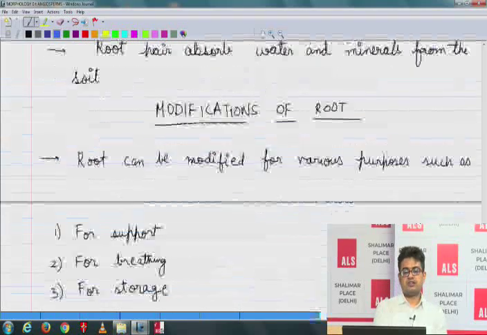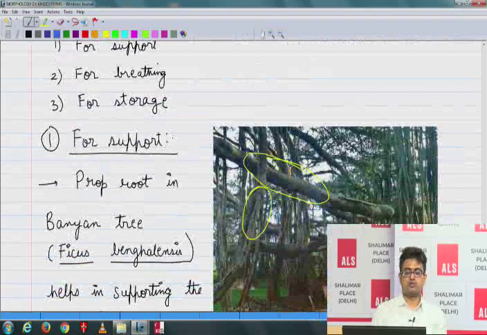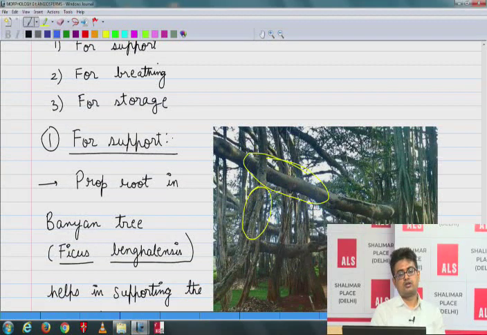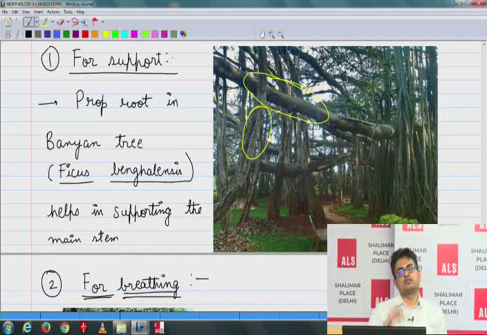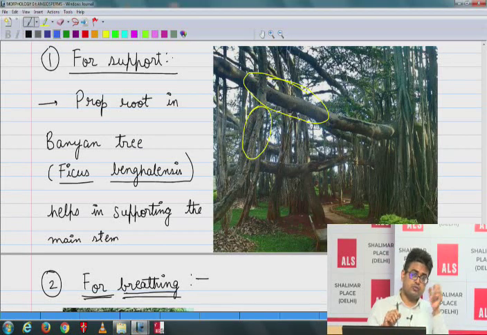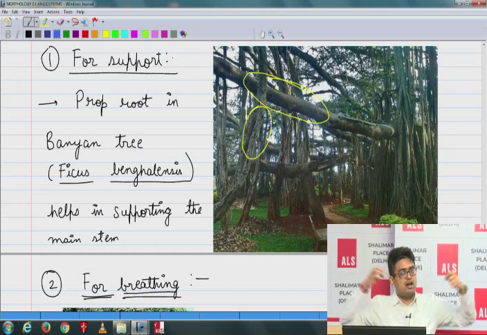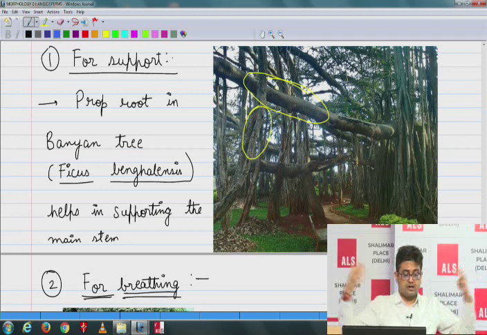After that, we talked about modifications of the root: modifications for support, modifications for breathing, and modifications for storage. For support, I told you it is the case of prop roots in the banyan tree. In banyan tree, roots come out from the branches and are called prop roots. The prop root goes downwards, firmly attaches to the soil, and helps in supporting the weight of the large branches, because the banyan tree spreads over a very large area. I hope you remember that.